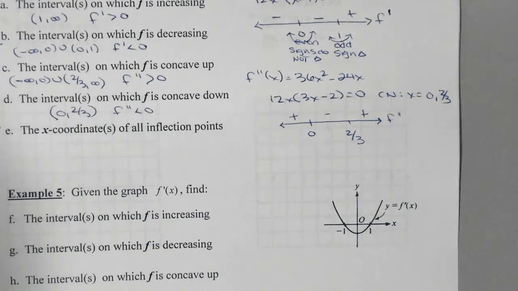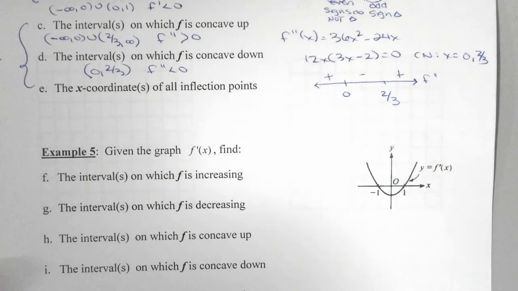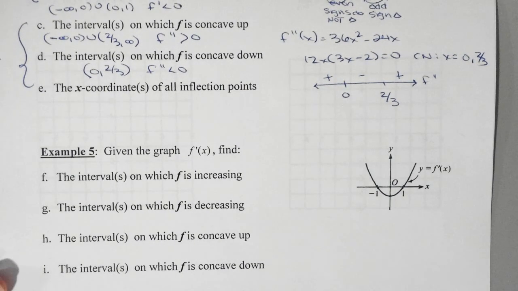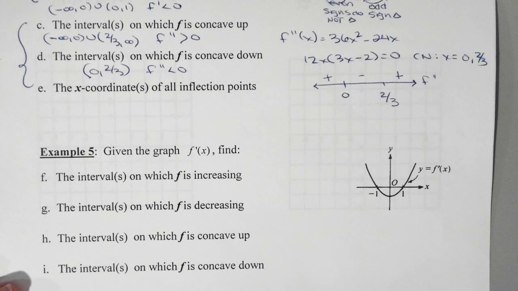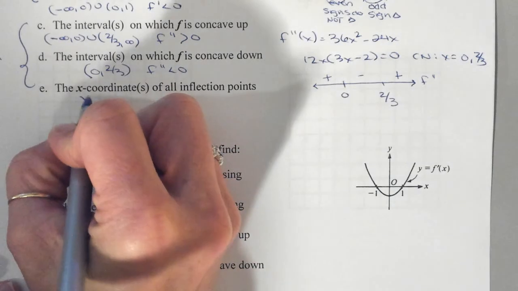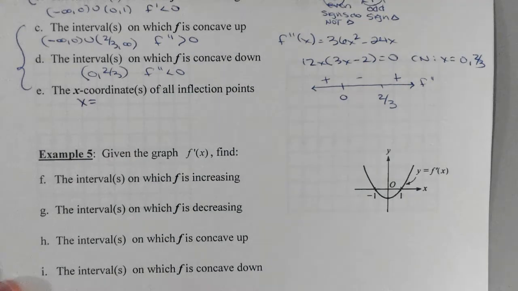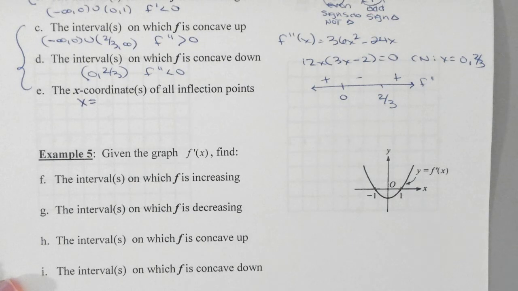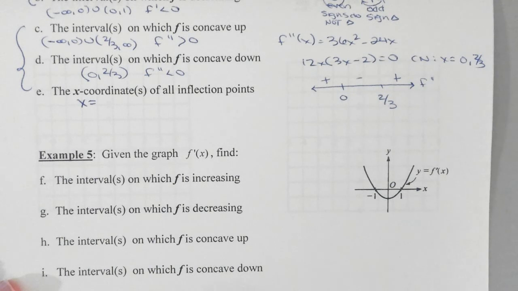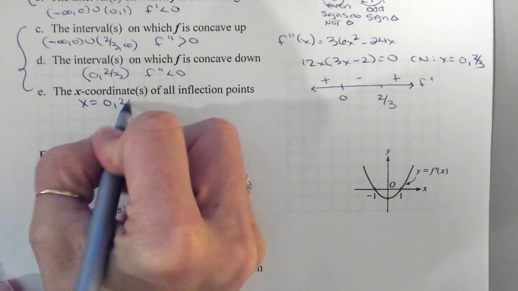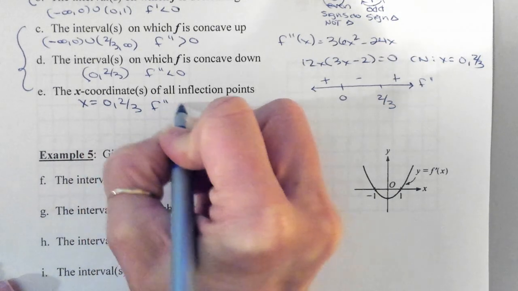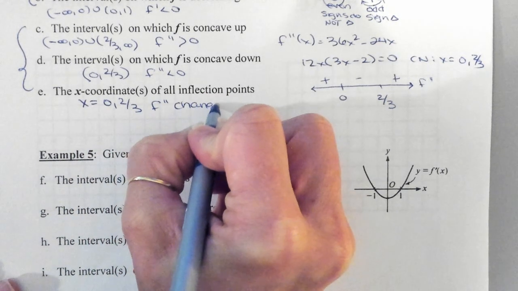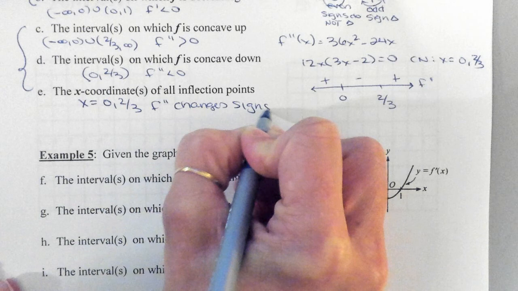Perfect. Okay. Now, you are asked for the x coordinates of the inflection points. You do not have to give x comma y. I just want x equals. What are we looking for to identify inflection points? Sign changes from F double prime. Where do the signs change? 0 and 2/3, and you would just say F double prime changes signs. This is your justification.